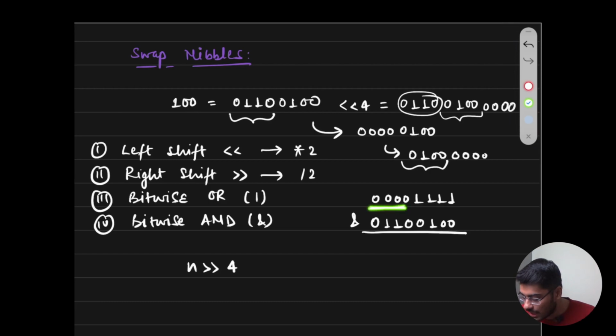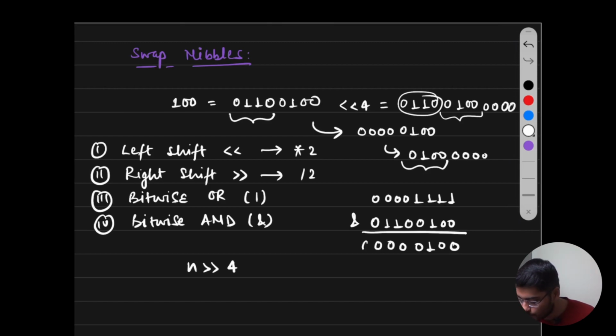Because of the 0, our first 4 bits will always be set to 0, and because of these 4 ones, only those bits will be set which are set in the input. So what will be the output of this? The output will be 0 0 1 0, and the remaining first 4 bits will be set to 0.